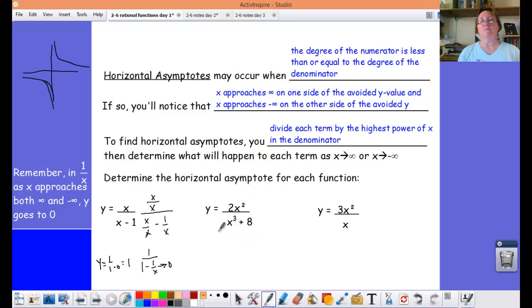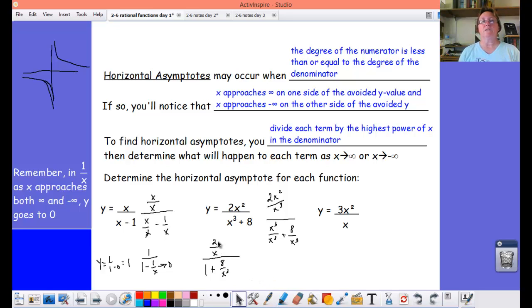Alright, I want to have you try that process here. First of all, we're going to check to see if there is a horizontal asymptote. The degree on top is 1 less than the degree on the bottom, so we are going to have an asymptote. It's less than or equal to the degree on the bottom. Divide everywhere by the highest power of x in the denominator. Simplify. So let's see, this would be 2 over x on top over 1 plus 8 over x to the third.